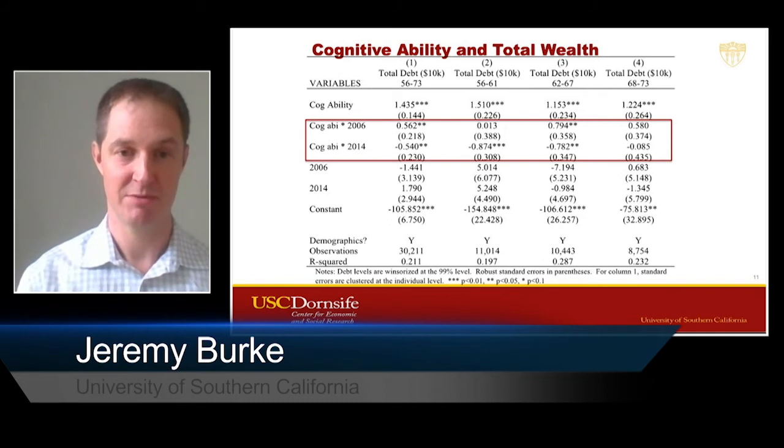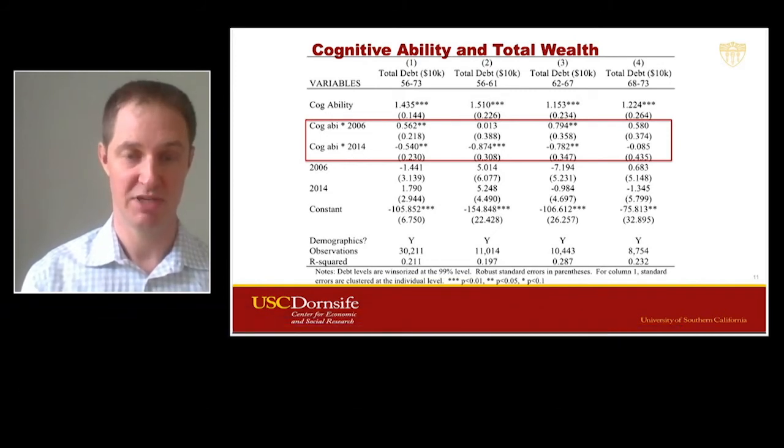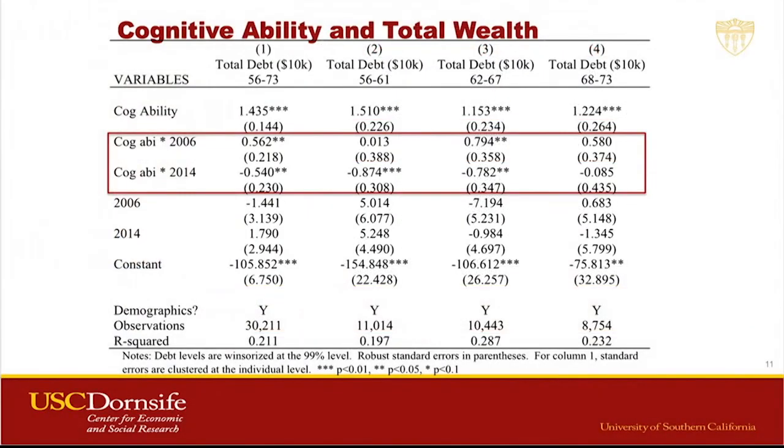So that may be somewhat reassuring, that the debt burdens don't seem to be disproportionately increasing among individuals with less financial sophistication. But we do find evidence that even these higher cognitive ability individuals appear to be struggling with these higher debt burdens. So here, this chart looks at the relationship between cognitive ability and total wealth levels, and we find this has also changed over time, particularly post-crisis.